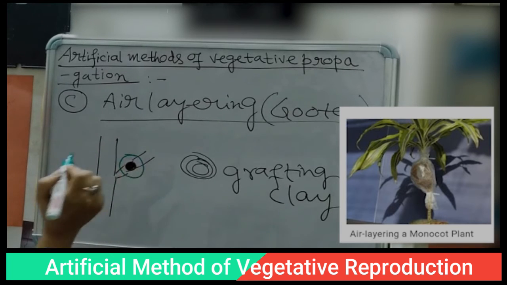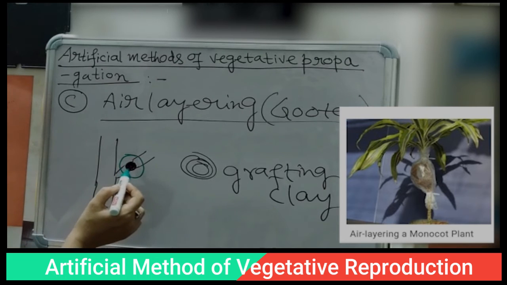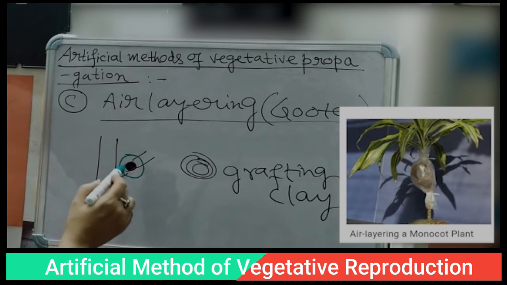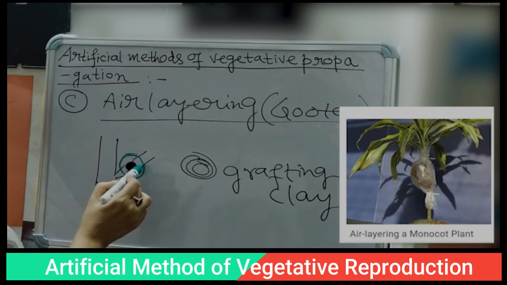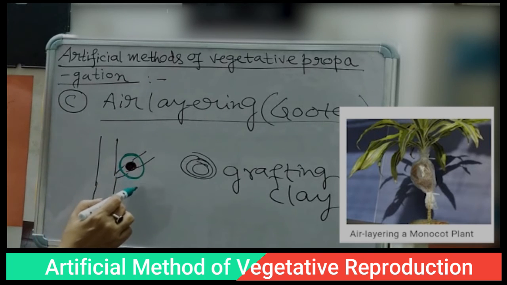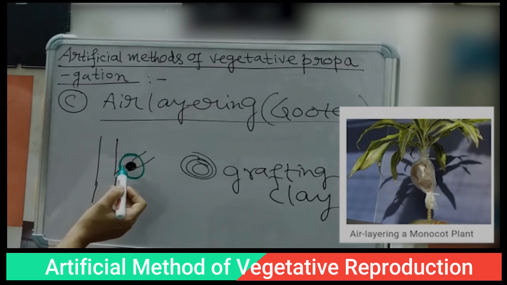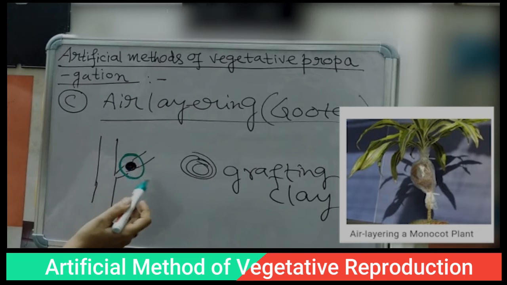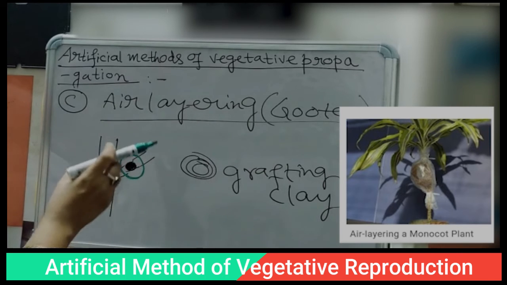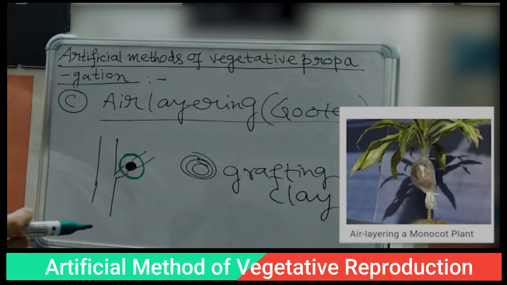a polythene. Polythene is transparent, so that we can see adventitious roots come out from this part. After 2 to 3 months, when adventitious roots come out from that portion, we then cut the portion below the covered part, and with this adventitious root we place that branch in the soil, and then a new plant arises. Okay, so this is called air layering.